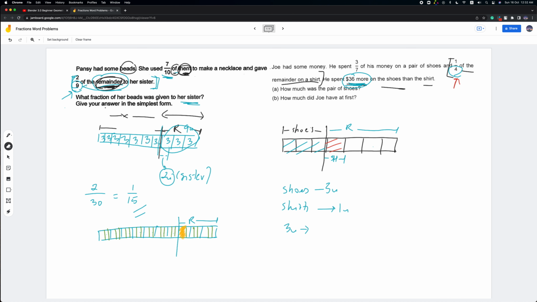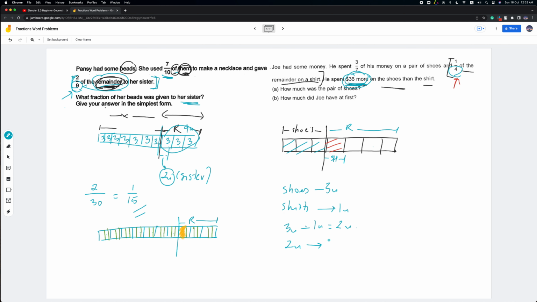Sorry, I'm not sure why I wrote down 3 units here. Okay, not arrow actually. Actually it's minus. 3 units minus 1 unit equals to 2 units. So these 2 units is the difference in units, and this is the difference in the value. So we have 2 units.